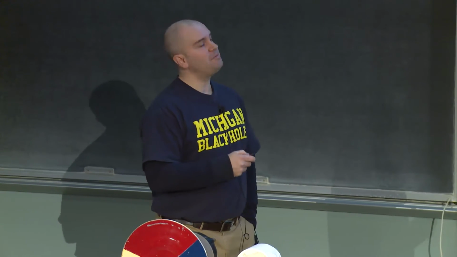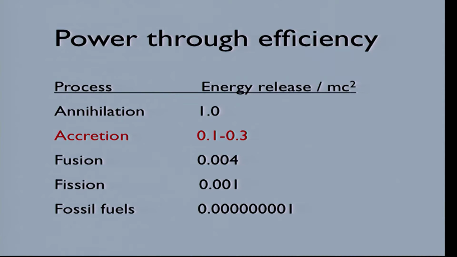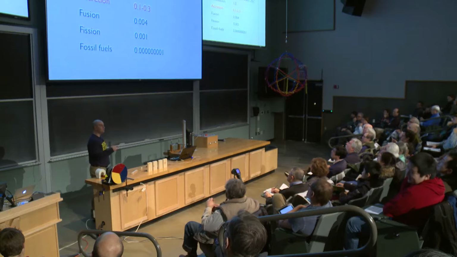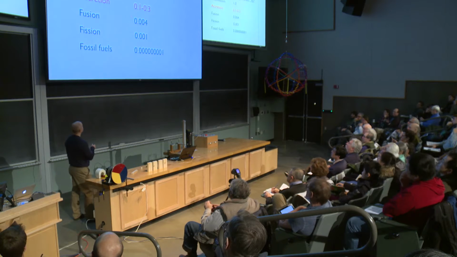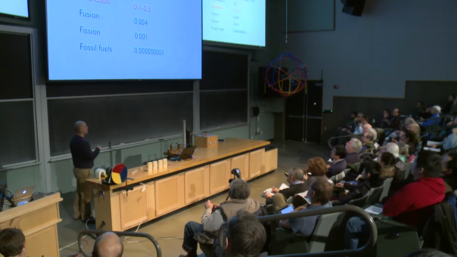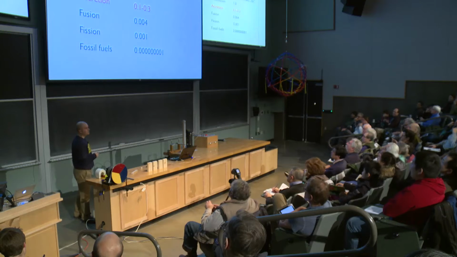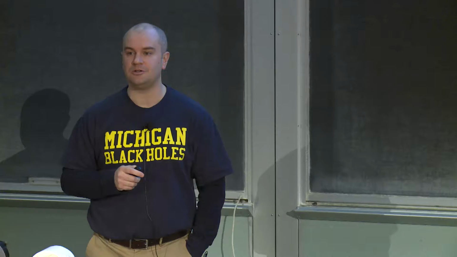So if we think about different processes that are important in the universe or on Earth, annihilation uses 100% of mc squared. Accretion is the next best thing, and that's how you get something very small to affect something enormous, because you can harvest tremendous amounts of energy when you accrete things onto a black hole. 10 to 30% of the energy locked up in the mass can be liberated through the process of accretion.